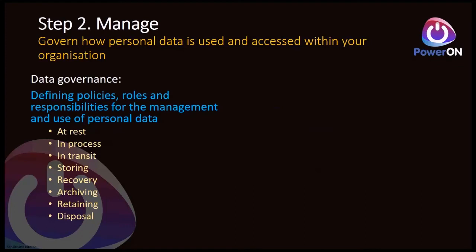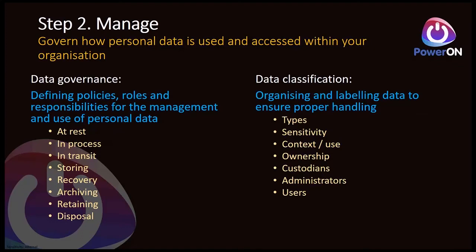So at different stages of the life cycle of that document within your organization, there's different roles and responsibilities around that. So that really needs to be defined. And also data classification. So organizing and labeling data to ensure proper handling. So, for example, the labeling of sensitivity of the data. So, for example, if it's personal, confidential, or top secret, all that needs to be defined there. Who is the owner? Who are the admins and the users?